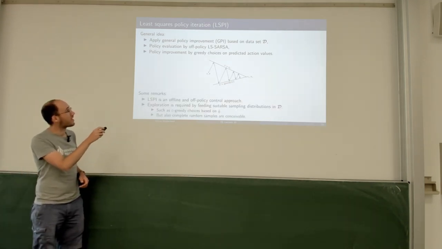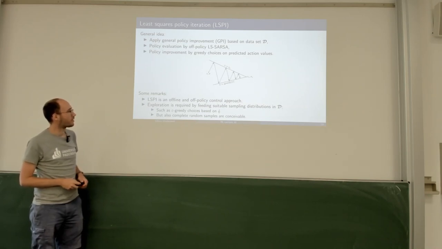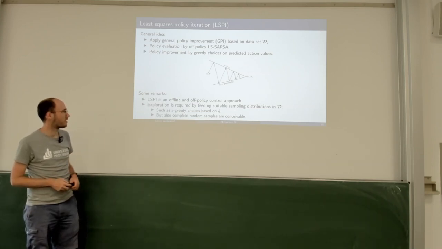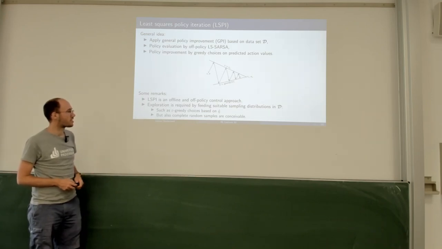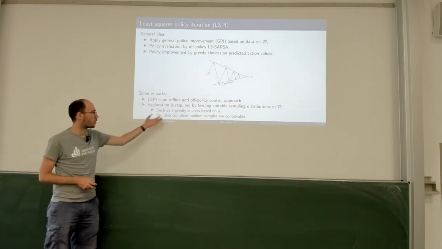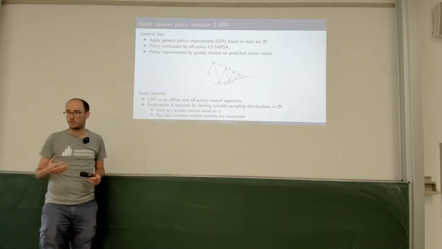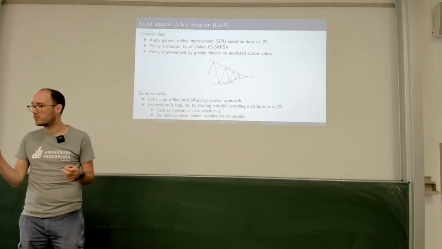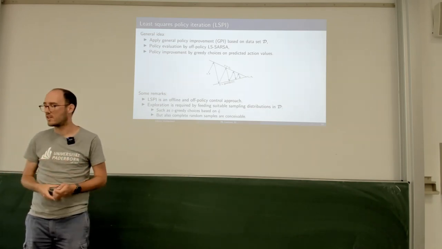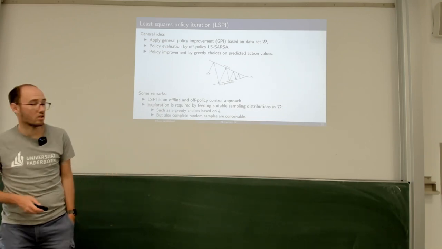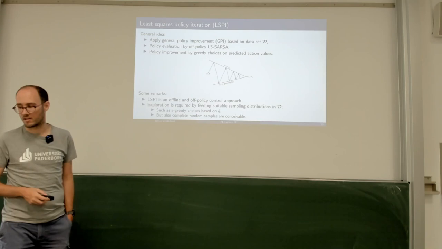Therefore, from least squares SARSA to least squares policy iteration, we can find that this is an offline and off-policy control approach because the data set using epsilon greedy is normally not the on-policy set. And the exploration, of course, is required in order to change this data set D over time using epsilon greedy or random samples, for example, such that we can learn new things over time, right? So if you have different decision options, you need to try out all the different decision options and then find out which of them is actually the best. This is a concept of generalized policy iteration, which is now integrated here into this least squares approach.